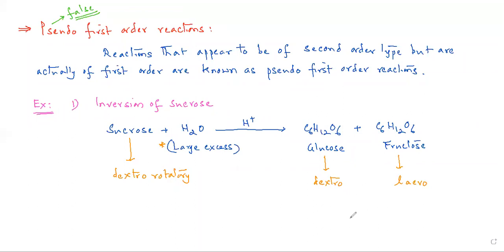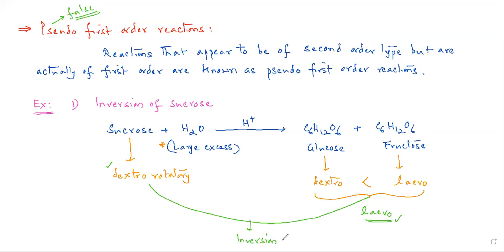But levorotation of fructose is greater than that of the dextrorotation of glucose. So, if you observe the overall thing, see, you have started with a dextro one and finally ended up with something which is of levo type, levorotatory. So this is what we call inversion of sucrose. That is the reason why sucrose is called invert sugar.